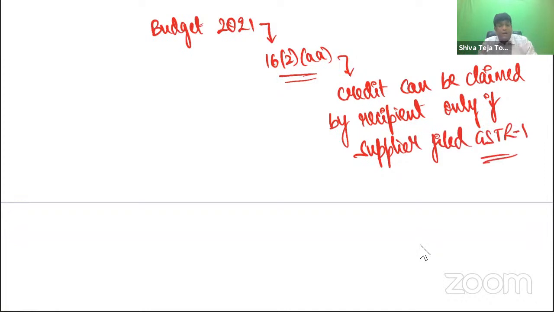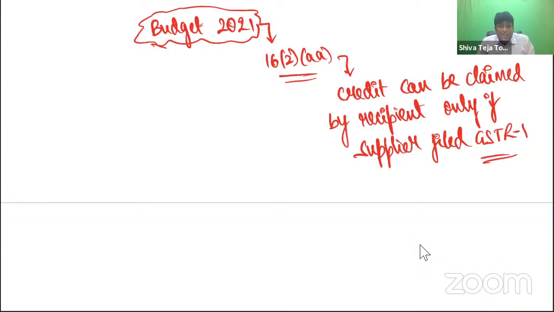In fact, the meaning of this point is that the recipient can claim credit only when the supplier has filed GSTR1 within the due date. So after this budget amendment, there is no question of 110%. There is no question of 105%. What you should take is only the credit whatever is there in 2B. That's all. As per this budget amendment, you should not take credit more than what is reflecting in 2B.